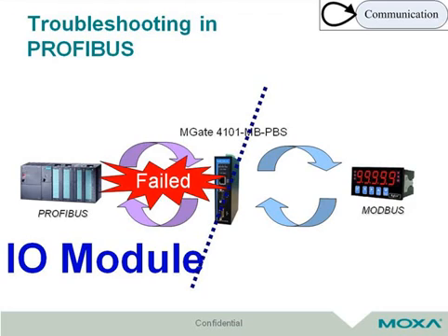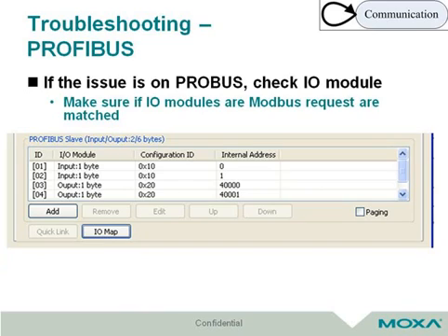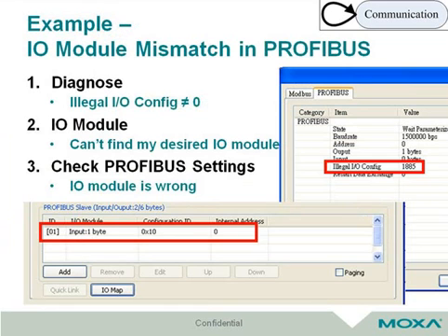First, I will show you how to troubleshoot on the Profibus side. If there is an issue on the Profibus side, what will be shown in Diagnose? In this case, we are assuming the Profibus I/O module of MGate 4101 is not matched with the Profibus master. And this is the most common issue users may face. When this happens, as you can see here, the illegal I/O config is not showing 0, and this counter continues to increase. Now we suspect the problem happened on the Profibus side.